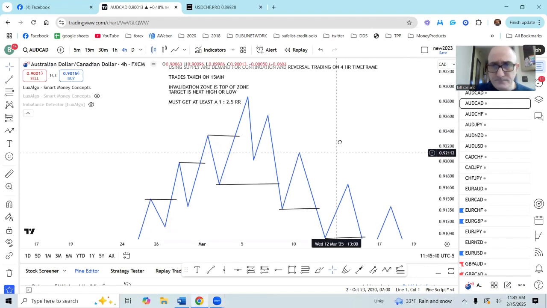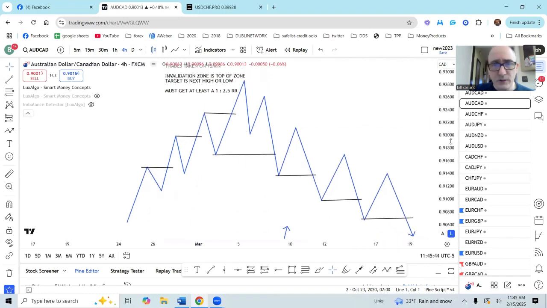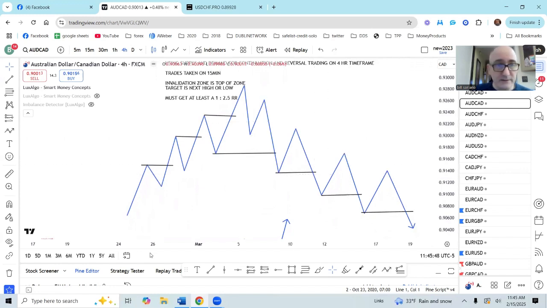Okay, so when I say that we're going to do continuation and reversal trades, right? So continuation trades are when price is making higher highs, higher lows, higher highs, higher lows, right? You can see how price is moving up here. You're getting a break of structure. You're making higher highs, higher lows, higher highs, higher lows. You would look to take trades.